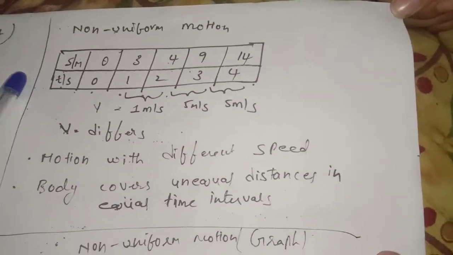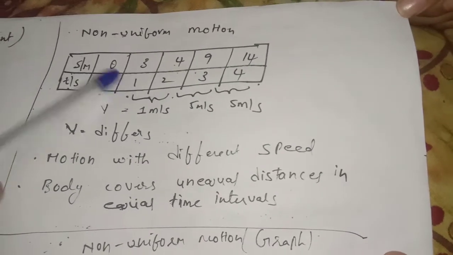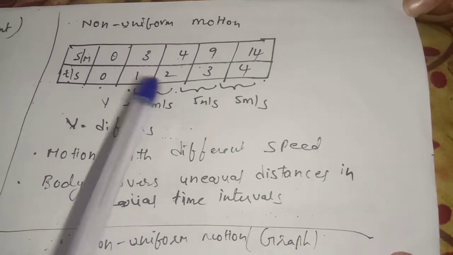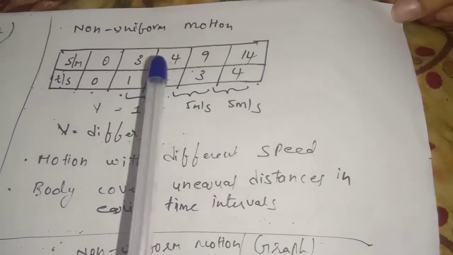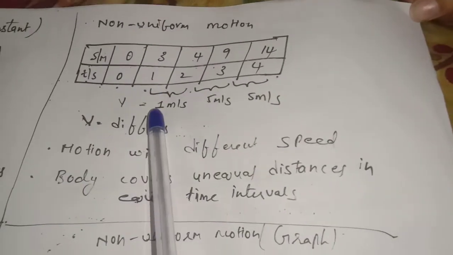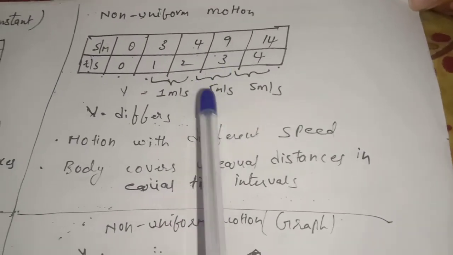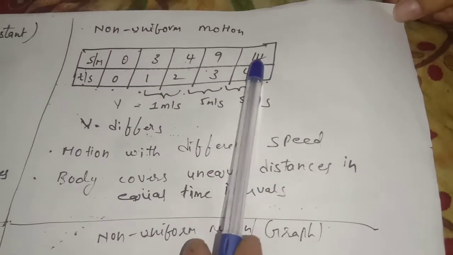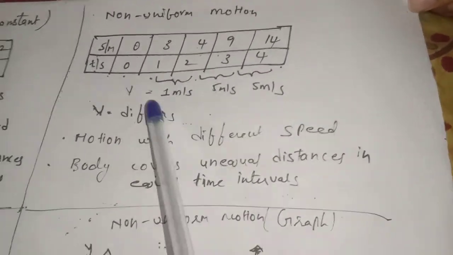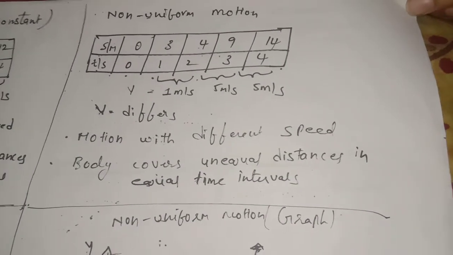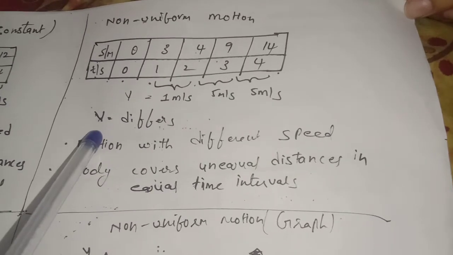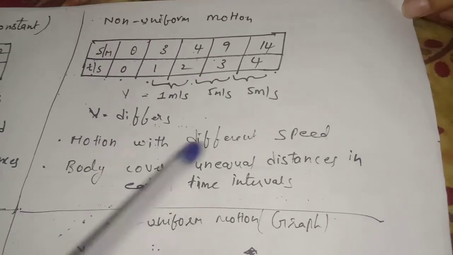Now you can see, first we have to find out how much the velocity is. You can see the time intervals are the same, but look at the velocity. 4 minus 3 is 1 meter per second. 9 minus 4 is 5 meters per second. 14 minus 9 is 5 meters per second. We have to find out now that the velocities are different. Before, the velocities were the same. So the velocity is different, so it is motion with a different speed.